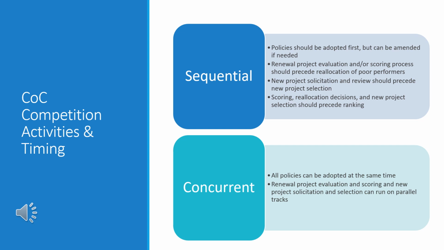Scoring, reallocation decisions, and new project selection should occur before ranking. It's not helpful to try to rank projects until you have the full list of projects that will need to be ranked. Some parts of the process can take place concurrently. All policies can be adopted at the same time. This is the strategy for the Delaware CoC.